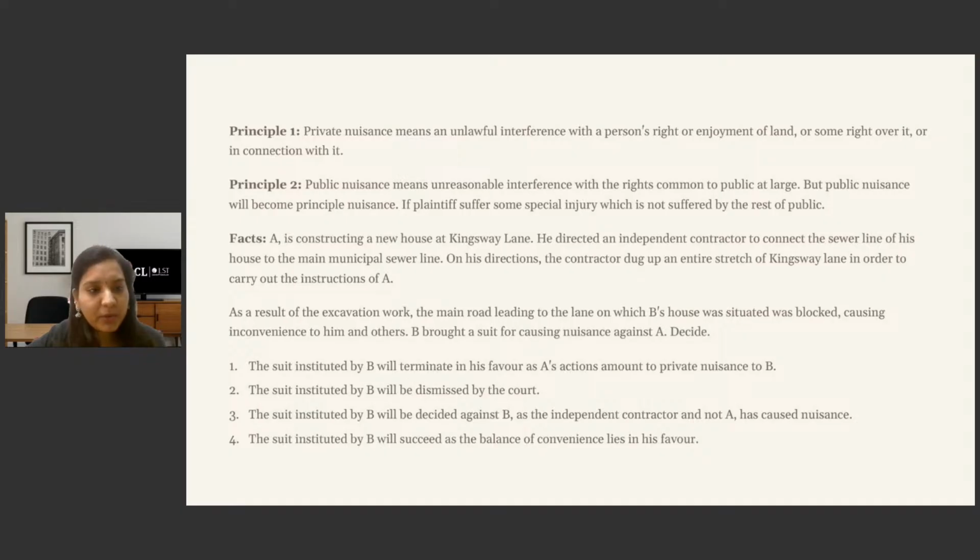He directed an independent contractor to connect the sewer lines of his house to the main municipal sewer lines. On his directions, the contractor dug up an entire stretch of Kingsway land in order to carry out the instructions of A. As a result of the excavation work, the main road leading to the lane in which B's house was situated was blocked. Causing inconvenience to him and others, B brought a suit for causing nuisance against A. Decide.